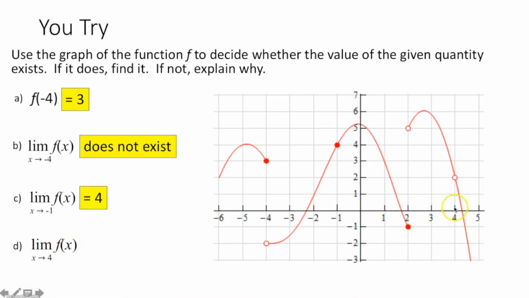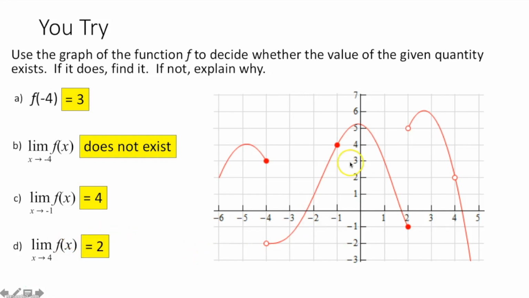So x equals 4 is right here. As x approaches 4 from the left, you can see that the function is approaching a y value of 2. As x approaches 4 from the right, the function is also approaching a y value of 2. Therefore, you could say that the limit as x approaches 4 of f of x is equal to 2.